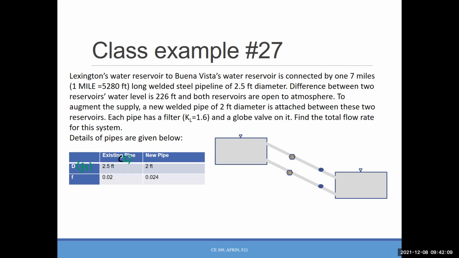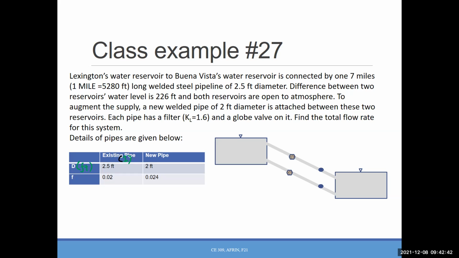So there are two options. They could replace the old pipe and use a bigger diameter pipe, but sometimes that's not the most feasible solution because maybe the pipe is connected with lots of other pipes and maybe it's not economically feasible also. So another option can be they added one extra pipe so that it can supply more water between these two reservoirs. So now we have two pipes in between Lexington and Buena Vista.